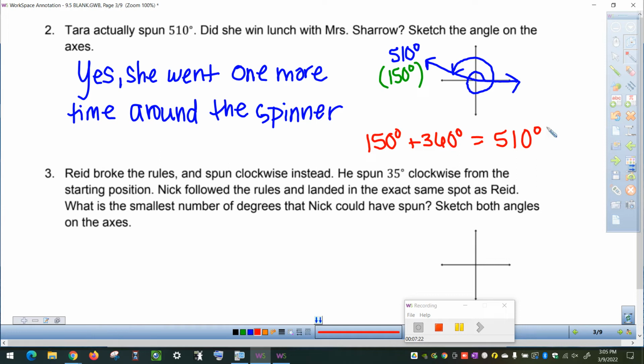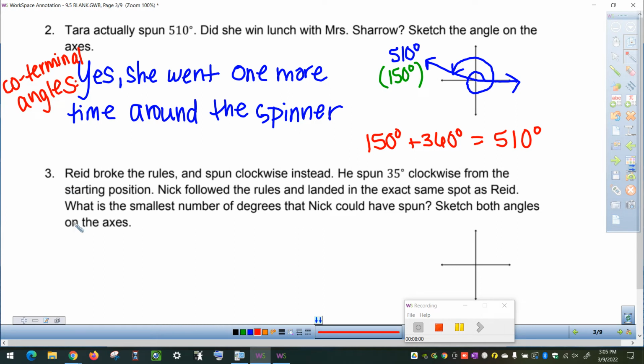So the special name that we have for these two angles that have the same terminal side, they are called co-terminal angles, because the terminal side they have here is the same. So we're going to make a note of that off to the side here in the margin, that what number 2 is showing us, it's showing us an example of co-terminal angles.